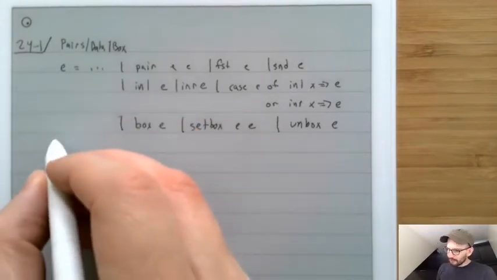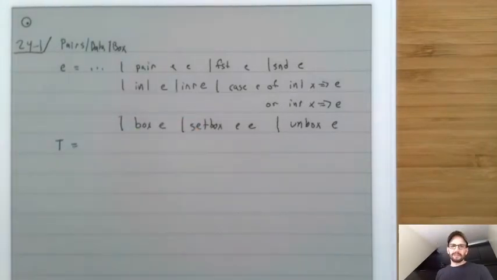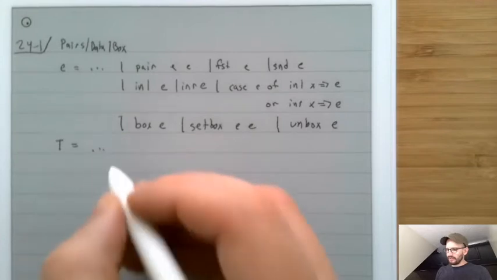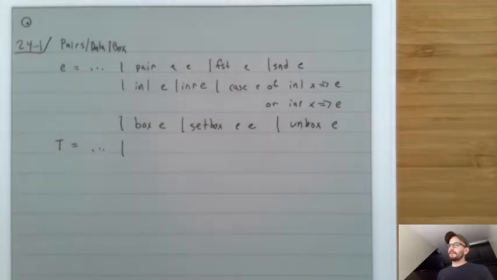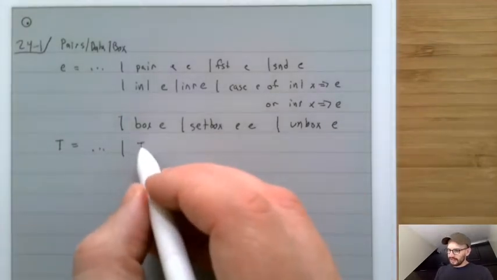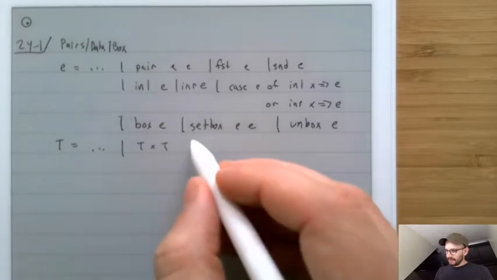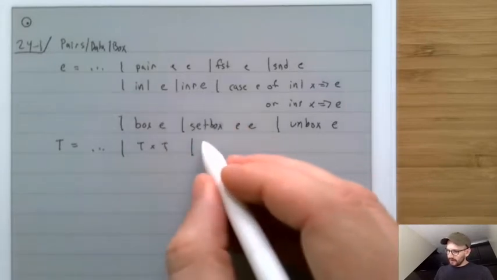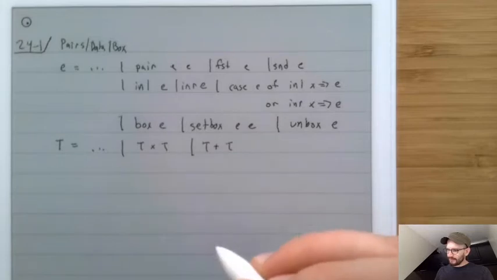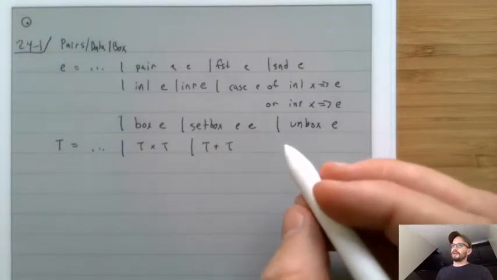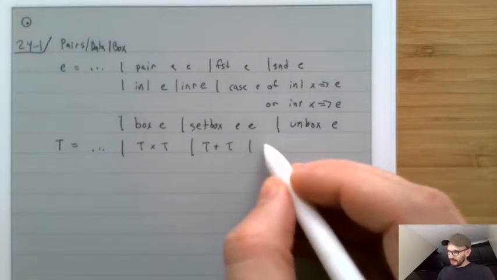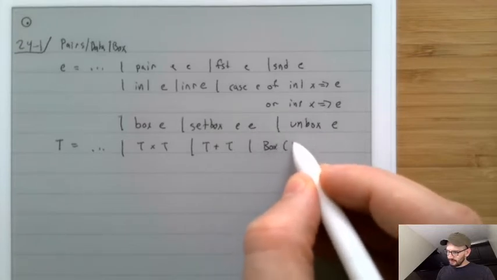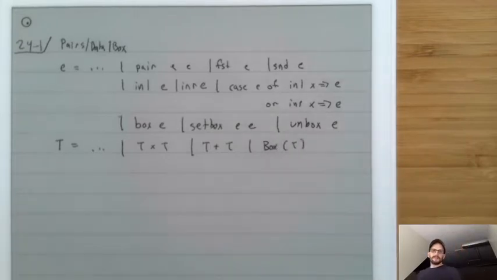Now we're going to have to integrate into our type system additional types to handle these new things. For pairs, we're going to call the type T cross T. For in left and in right, we're going to call it T plus T. And then for boxes, let's call it box T. All right, now let's look at each one of the rules.